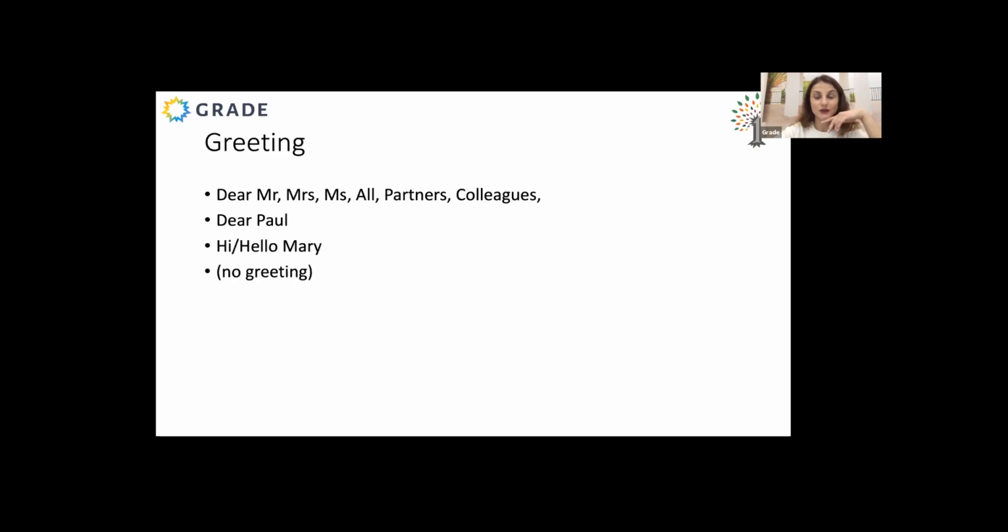Depending on how formal they are, they go like that, from the beginning, from the top to the bottom. So the formal way: dear Mr., Mrs., all sirs, partners, colleagues. Sirs is not the best way because it's not tolerant in terms of gender. So better to say dear all, or dear colleagues, dear partners, dear someone neutral.